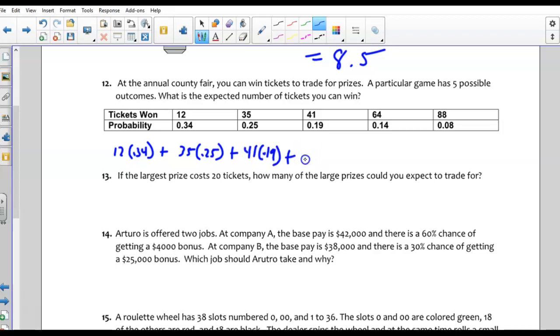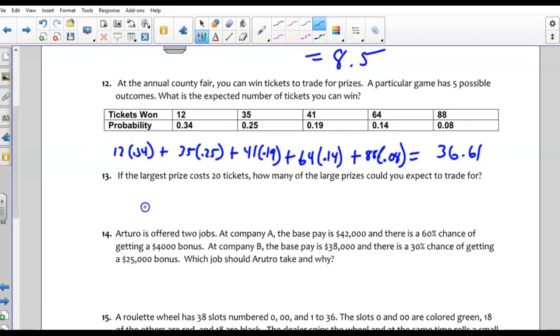To win 64 tickets, you got probably 14%. And to win 88 tickets, you have a 0.08 or 8% chance to win. When you do that, 36.61. That's expected value. That's expected number of tickets.